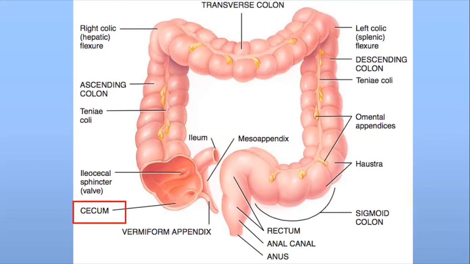Okay. The cecum here is inferior to the valve of the ileocecal sphincter. Okay. And lastly, we have the appendix hanging from the cecum. So that's it for our discussion on the digestive system, and I'll see you guys on our next lecture.